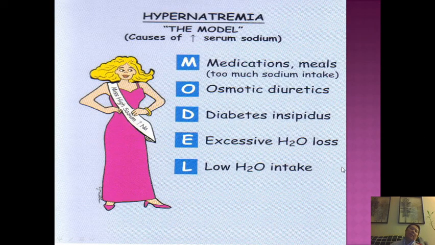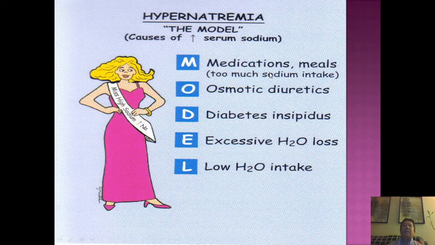The flip side of hyponatremia is hypernatremia. So any blood sodium level higher than 145 mg per liter will be considered hypernatremia. And what are some of the causes of increased sodium level in the blood?